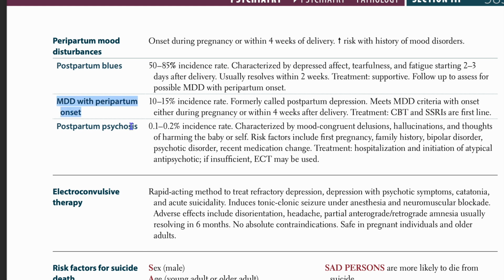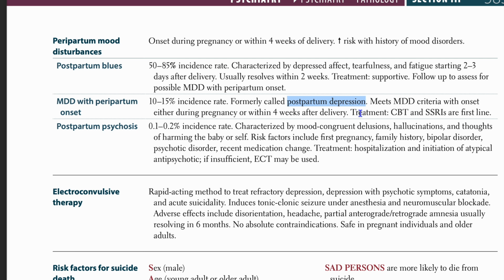MDD with peripartum onset, that's 10 to 15% incidence rate, formerly called postpartum depression. Yeah, this one. It meets MDD criteria with onset either during pregnancy or within 4 weeks after delivery. Treatment is CBT and SSRIs, which are first line.